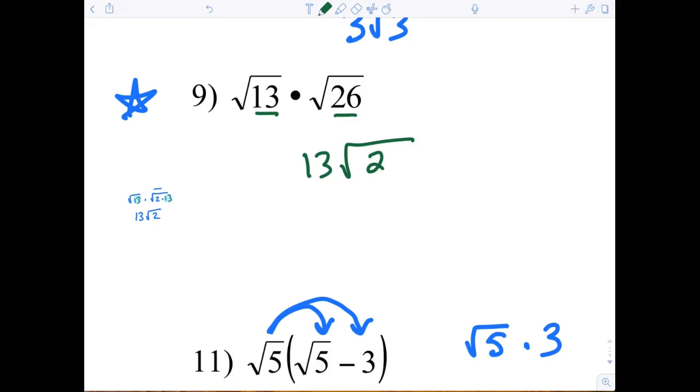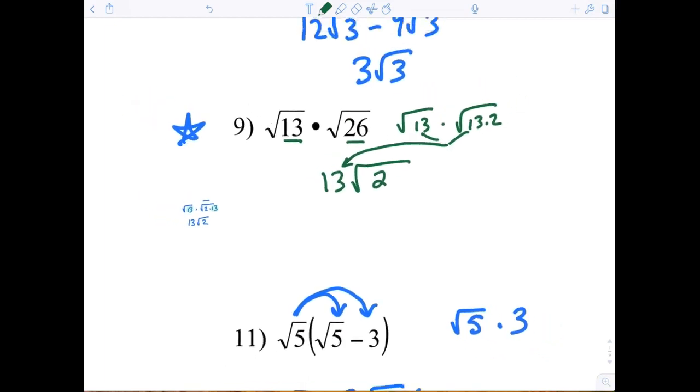Because again, if you're not sure about that, that's the square root of 13 times the square root of 13 times 2. Because there are two 13s, it comes out as one 13. Much, much, much easier to do it that way. That's how I want you to think about it. All right, anybody have any other questions with 9?